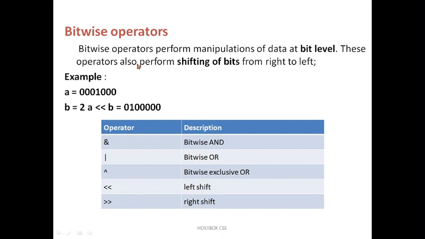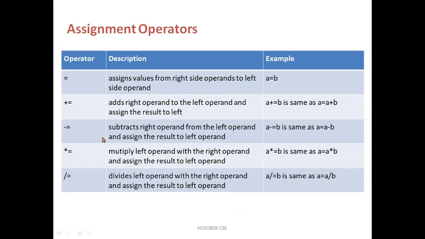Now understand that bitwise operators are used to perform manipulation of data at bit level. Assignment operators are a very important operator, one of the major operators in C programming, because without the assignment operator we can't write any C program. It has operators like equal, plus equal, minus equal, asterisk equal, and slash equal.